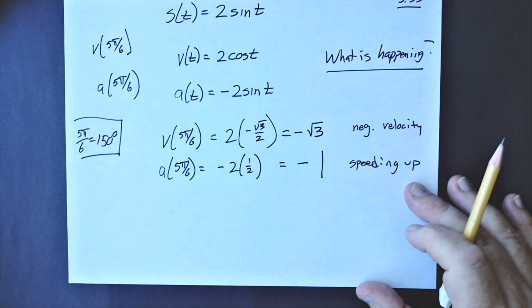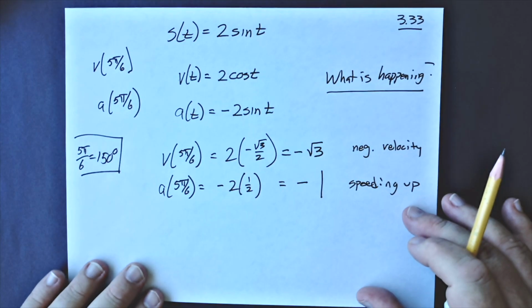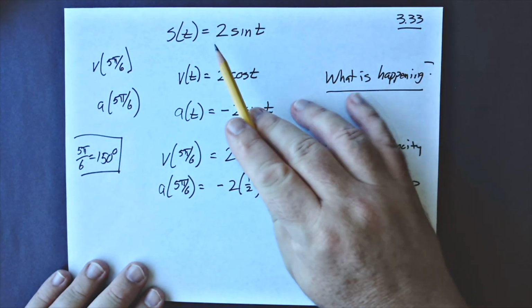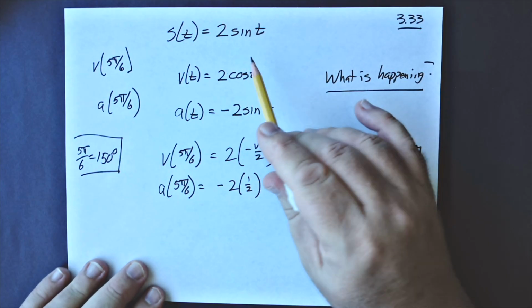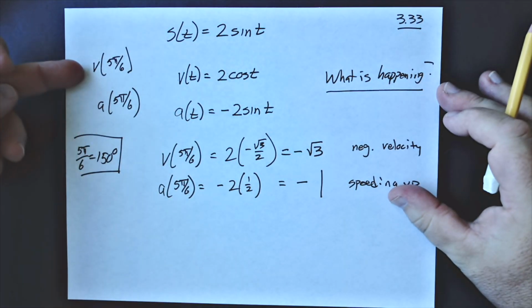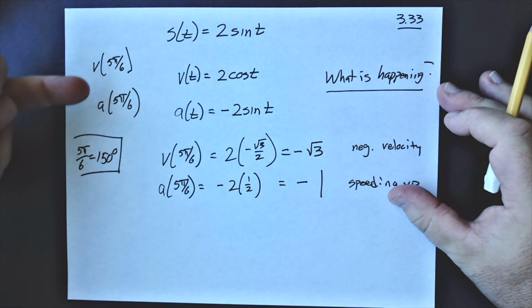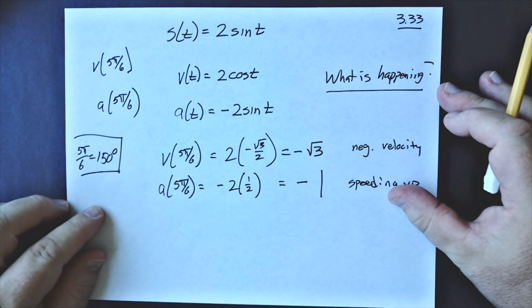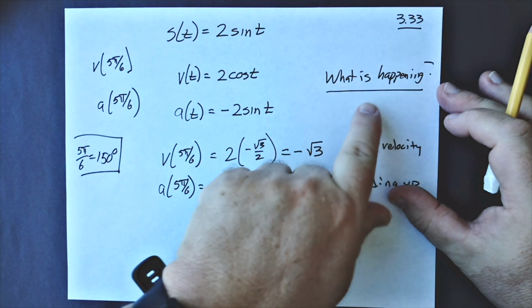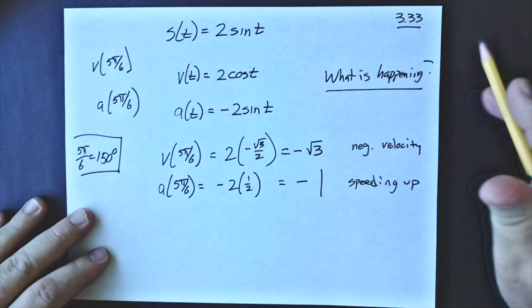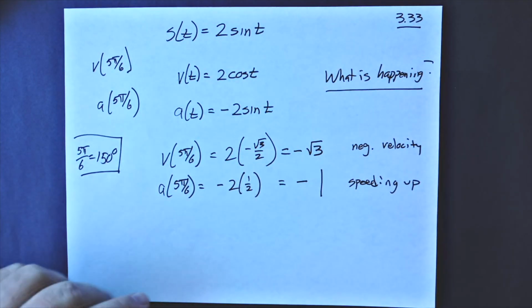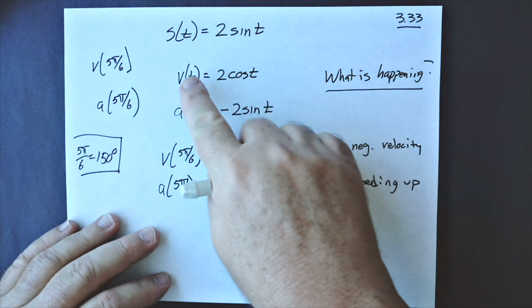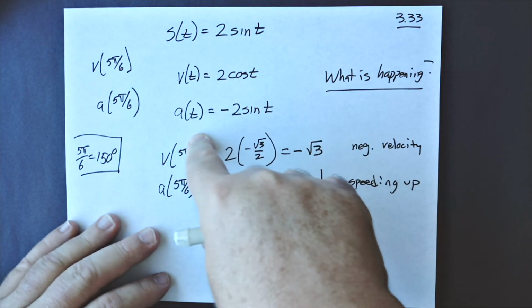And let's see, 3.33. So here we have a particle. Its position is given by 2 sine t. They want us to calculate what is the velocity at 5 pi over 6 and what's the acceleration at 5 pi over 6. And then they want us to say what is happening there, like what's the object doing relative to its velocity and its acceleration. Okay, fine. So we need to find the velocity function and the acceleration function.